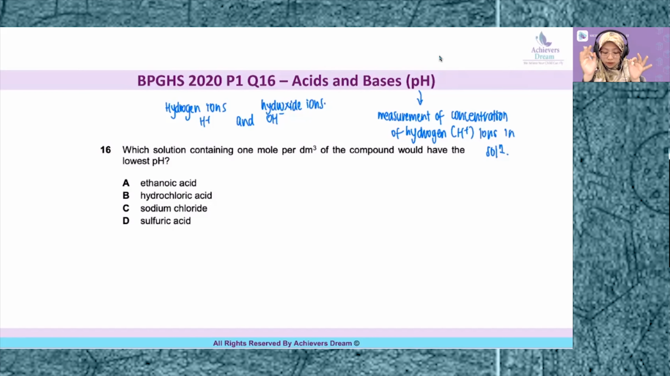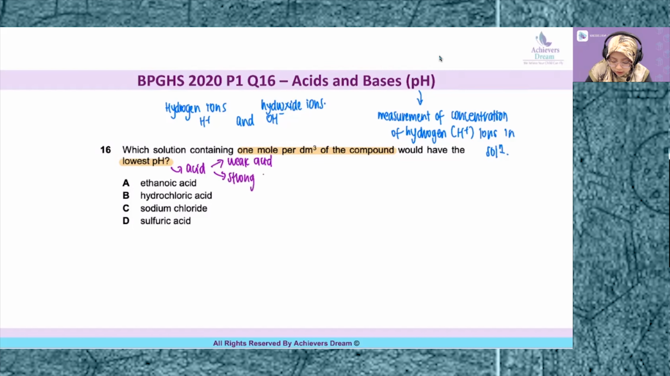So with that, we settle one common misconception in students that is rather common. Okay, so which solution containing 1 mole per dm cube of the compound, meaning same concentration, would have the lowest pH? If it has the lowest pH, it has to be an acid. And there are two types of acid, right? Weak acid and strong acid.